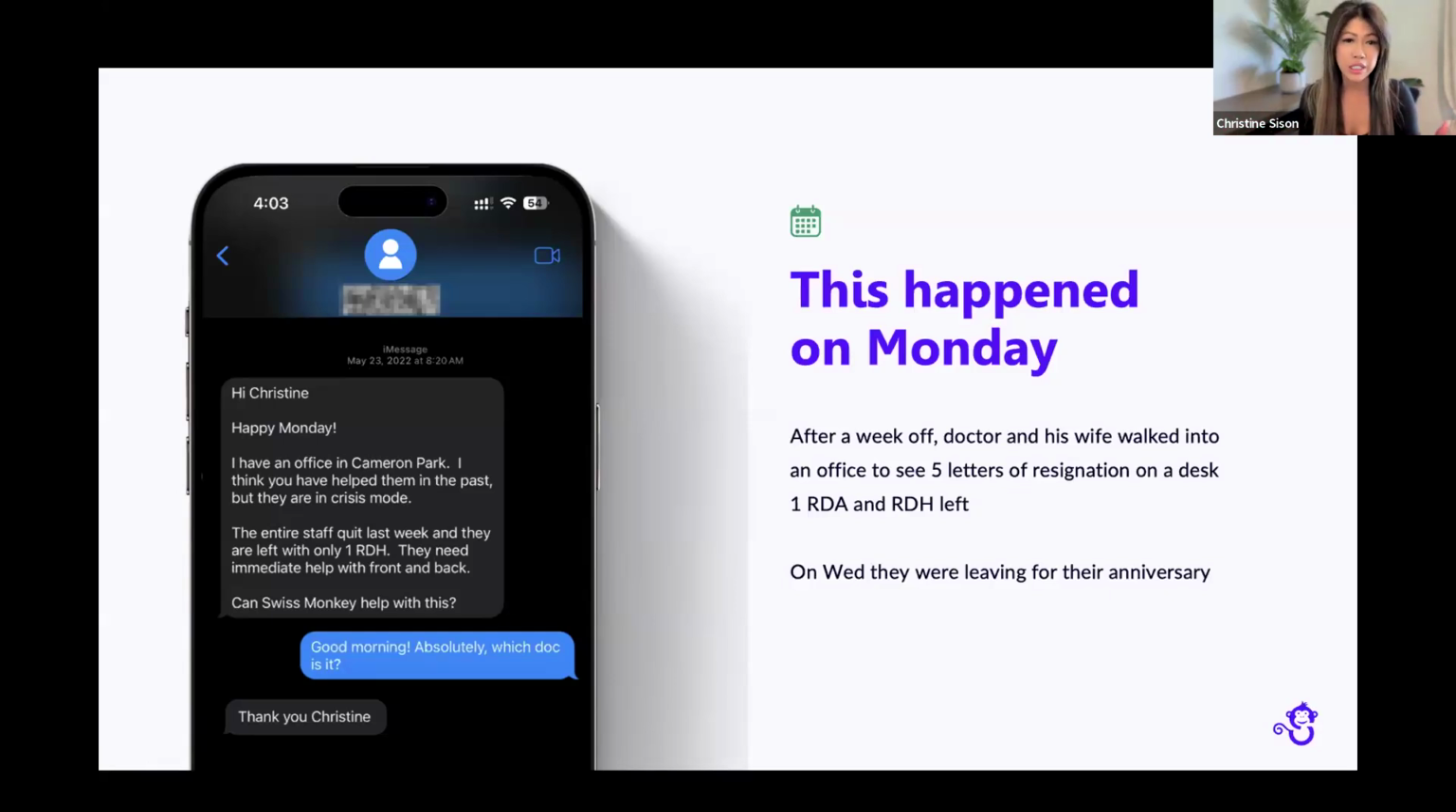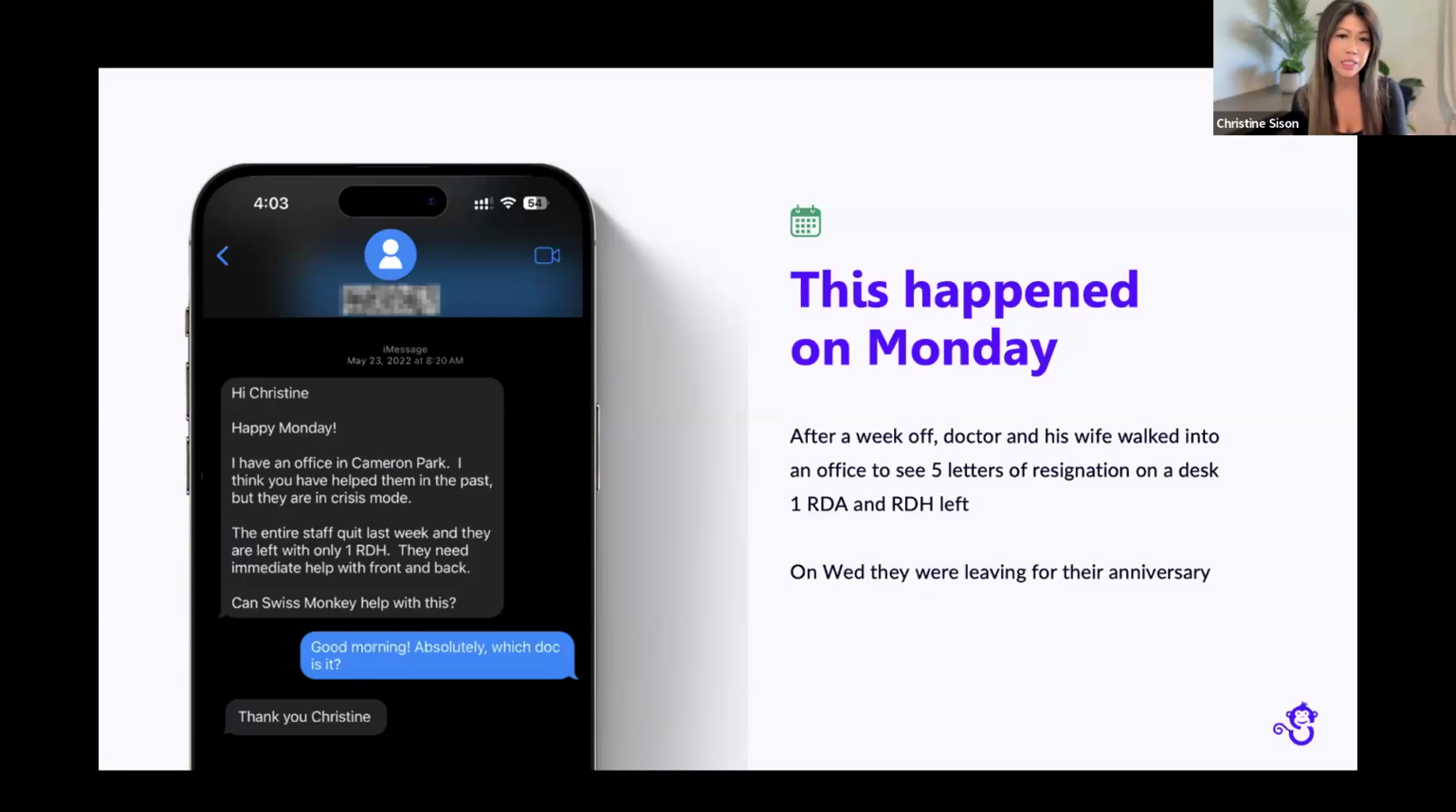This is an emergency case situation, kind of break the glass scenario. And in this case, we were able to connect them with remote professionals that were able to log in, triage the phones, audit the schedule, move patients, continue billing, all within 48 hours. I'd like to share that because I want you to see the power of how quickly we can solve some of these situations if you're open to the idea of remote professionals.